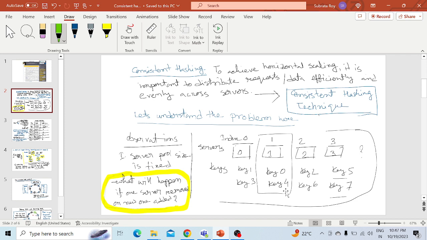Now what will happen to key 0 and key 4, right? That's where consistent hashing comes in. If I want to add any further server as a part of my scaling, then what will happen? How do you distribute those keys? That is where consistent hashing comes in and plays an important role.